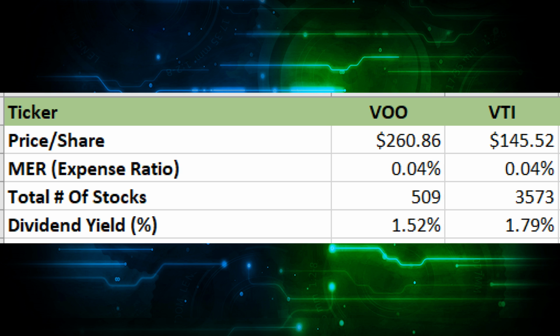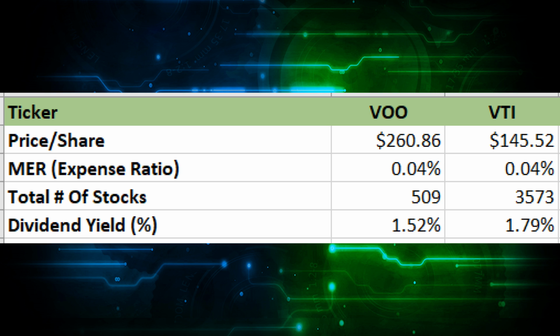The number of stocks obviously differs. VOO has 509 stocks, VTI has 3,573 stocks. And really I would say at this point is where your personal preference comes into play. I personally think that exposure to the S&P 500 is more than enough diversification as it contains the 500 largest companies in America. But if you feel that you're more comfortable holding 3,500 plus companies for more diversity, that's totally cool too. To each their own. I wouldn't really say there's any wrong answer here.